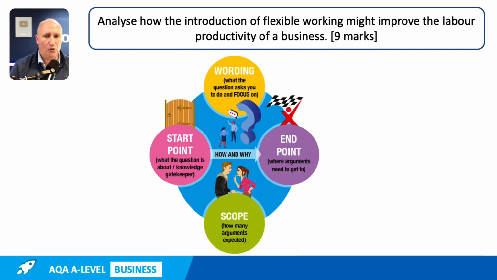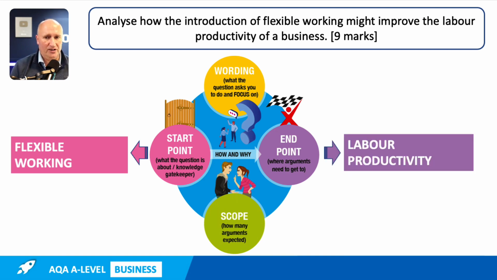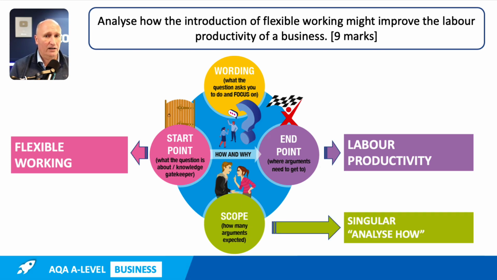9 marks. And as always, try to unpick the demands of the question. The start point, what the question is about, is flexible working. And our argument or arguments need to get to how and why they might impact labour productivity. So that's the end point for our argument or arguments. How many do we need? Well, it's singular. The question says analyse how. So we just need one to meet the demands of that question.